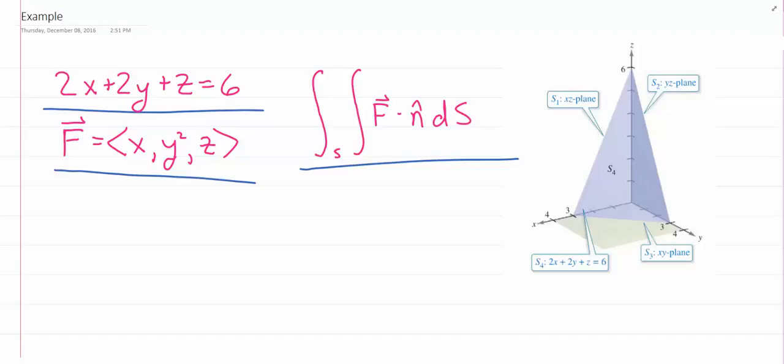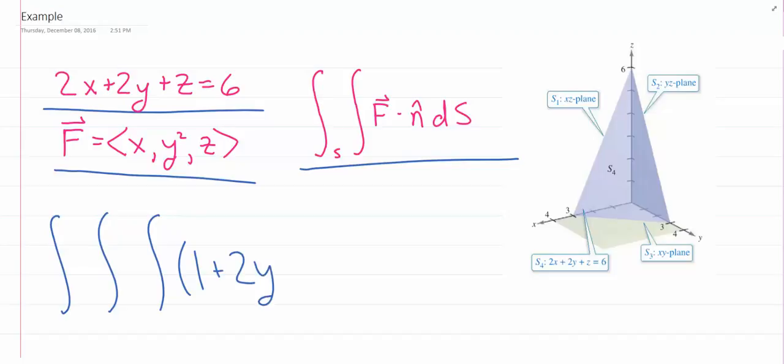Well, here's what we want to do. We want to write our triple integral. We're going to use the divergence theorem. So the partial with respect to x, that's 1. The partial with respect to y, that's 2y. The partial with respect to z, that's 1. dv.